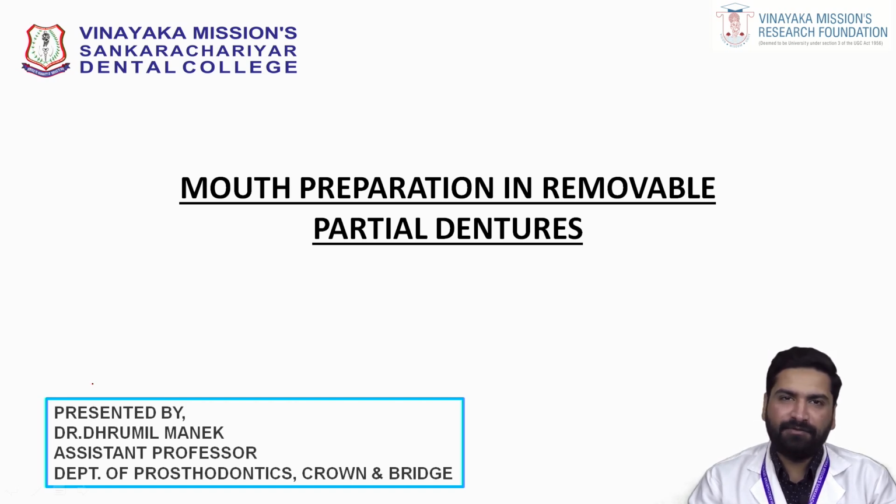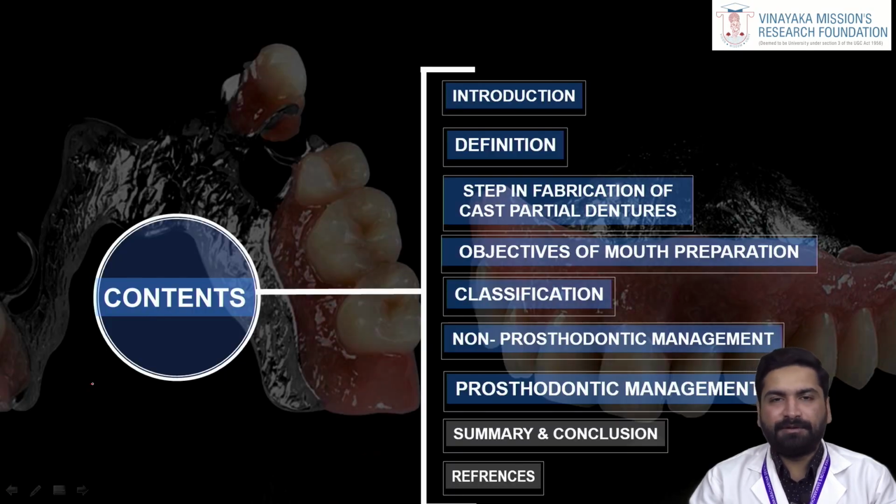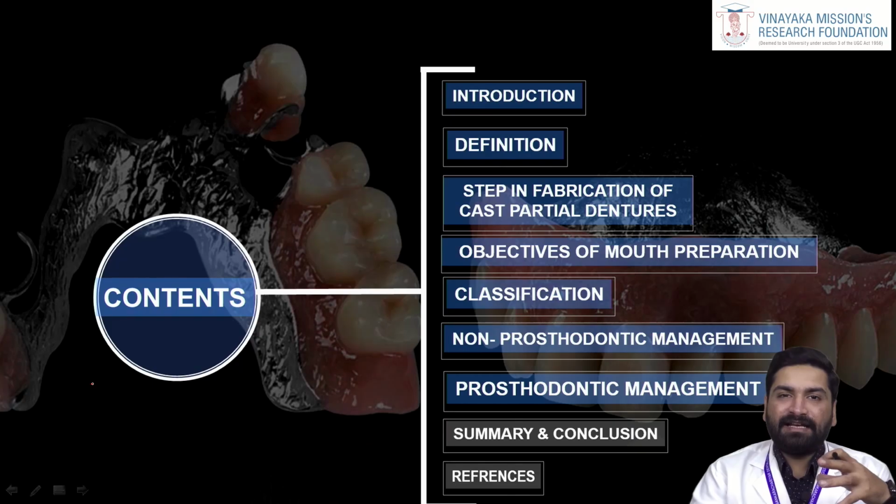So now in this video, or in this class, we are going to study a topic which is very important before you start fabricating, or if you are planning for, your cast partial denture for your patients. The topic is mouth preparation in removable partial dentures. When I say mouth preparation, we are preparing the mouth so that we can give an accurate cast partial denture, or removable partial denture, which the patient can use for daily functional activities like mastication, speech and all other things.